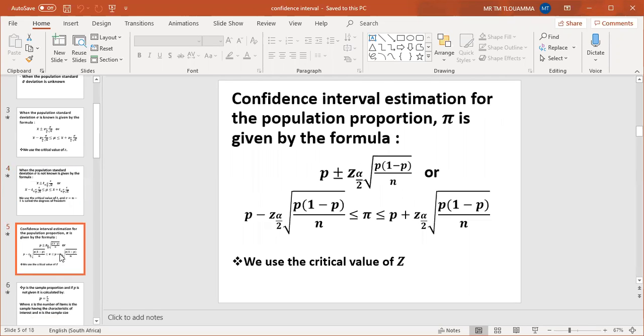the population proportion. With the population proportion, they will ask you to calculate the population proportion. It is calculated in this way: P, which is the probability, plus or minus Z alpha divided by 2, then the square root of what? The square root of P times (1 minus P), close brackets, divided by N. This one is straightforward, right? This is the formula we use when we calculate the population proportion.